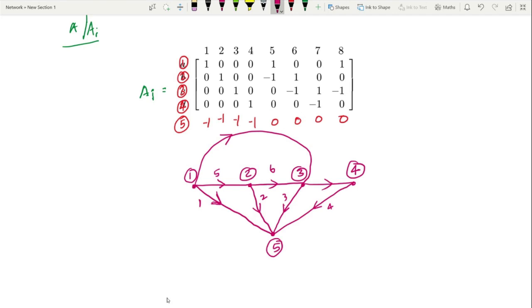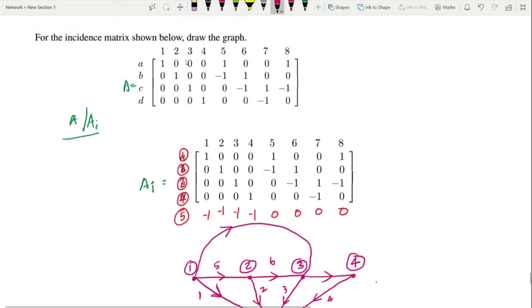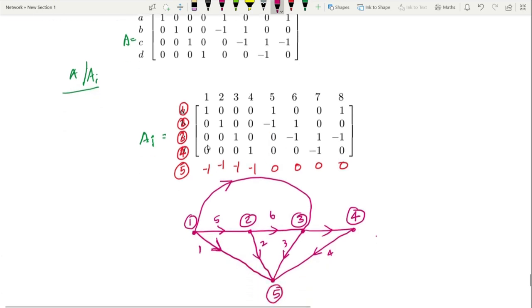So this is the oriented graph corresponding to this reduced incidence matrix. In this manner, if you know either the incidence matrix, complete incidence matrix or reduced incidence matrix, you can build the oriented graph of those incidence matrices.